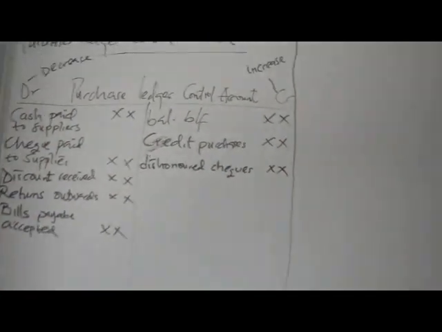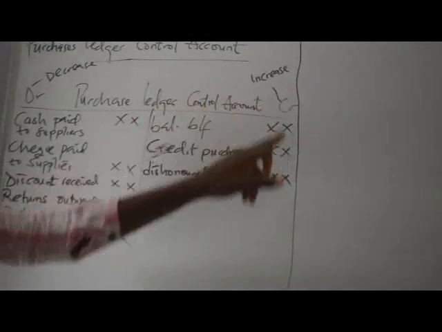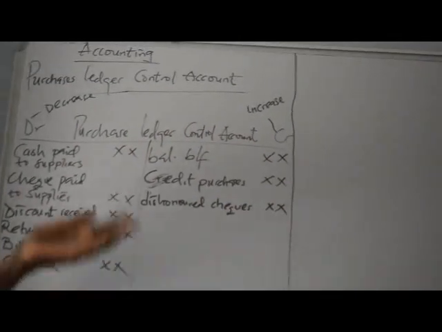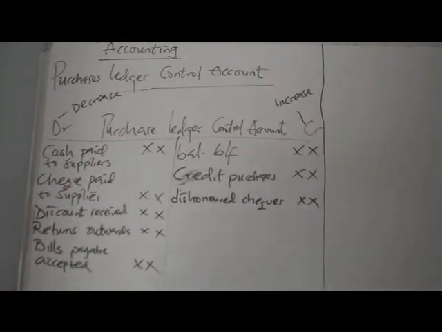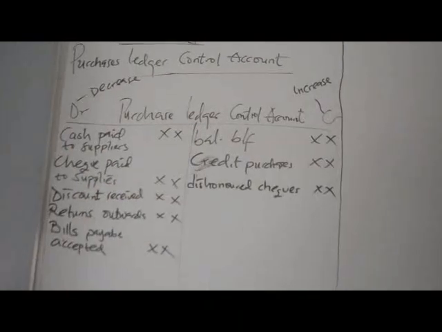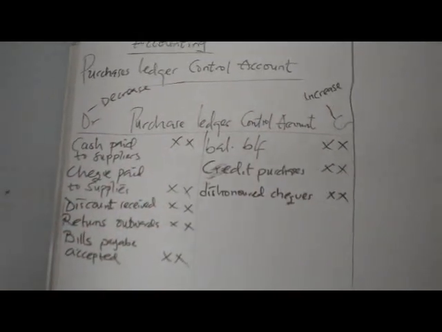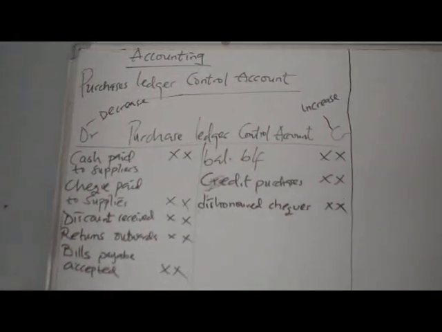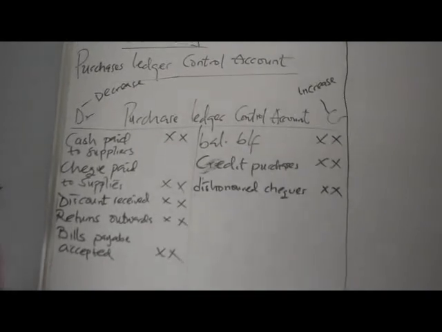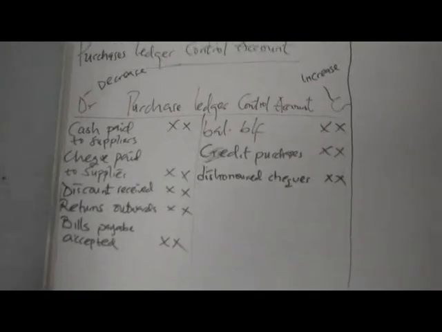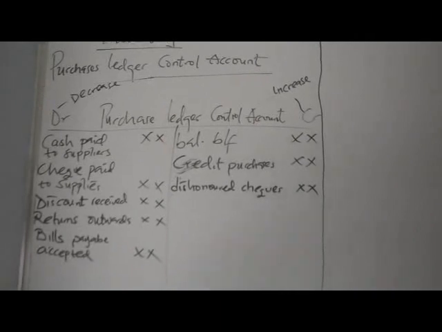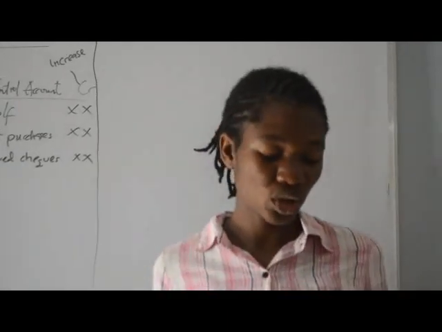So in this case, you must understand that on your credit side is your increase column, and your debit side is for decrease. There are many other formats, like I said, but you must know this. So I'll be preparing an account together with you. I'll take a question and then we'll solve it together to understand more about our purchases ledger control account.